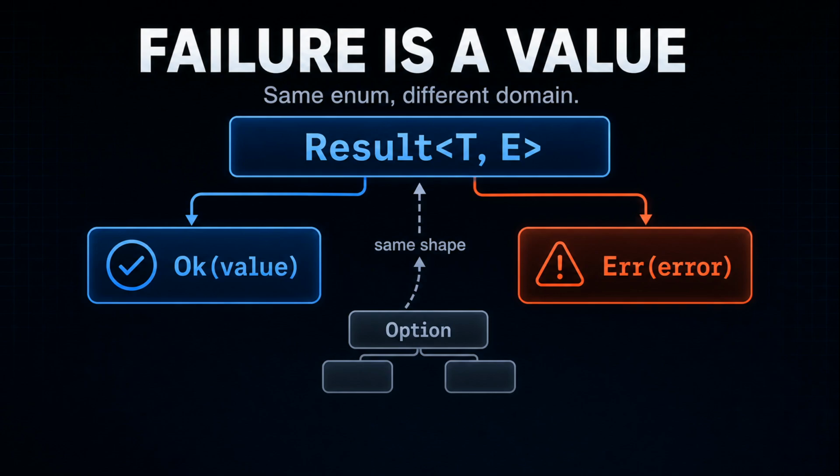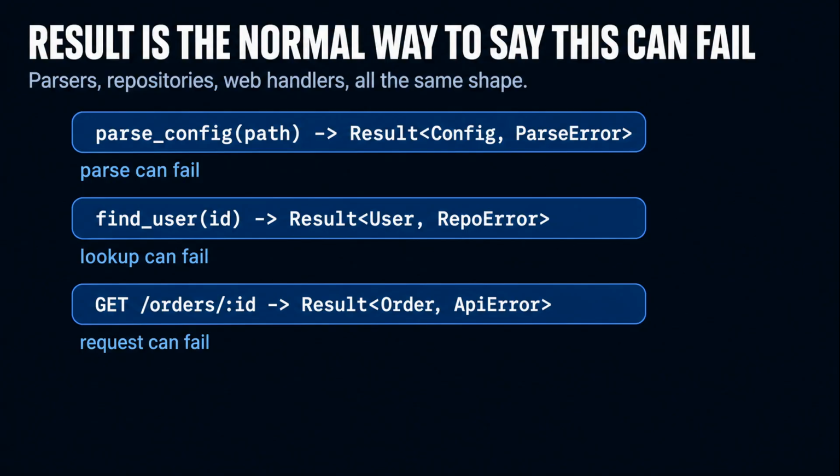So error handling in Rust is not a separate subsystem bolted onto the language. It is just enums and pattern matching applied to operations that can fail. A parser returns either a parsed config or a parse error. A repository returns a user, a not found, or a database error. A web handler translates those precise cases into different HTTP responses. So failure becomes a value, not a ghost in the call stack.